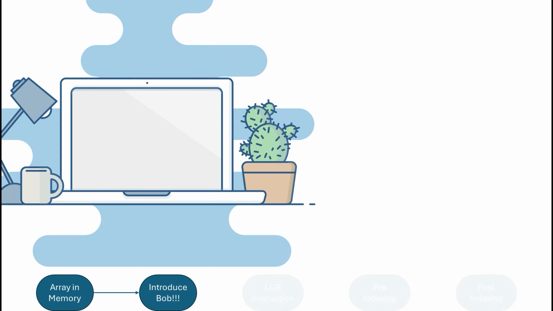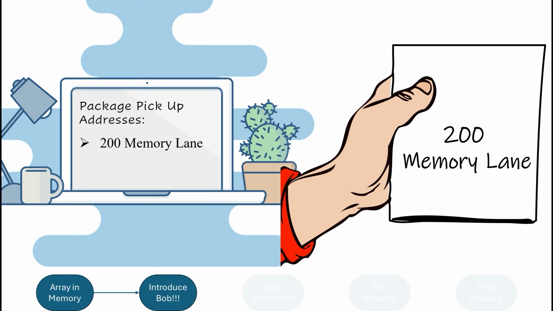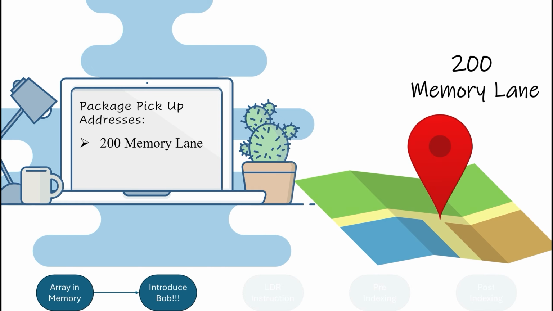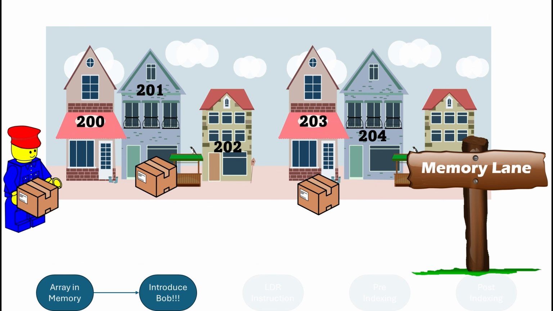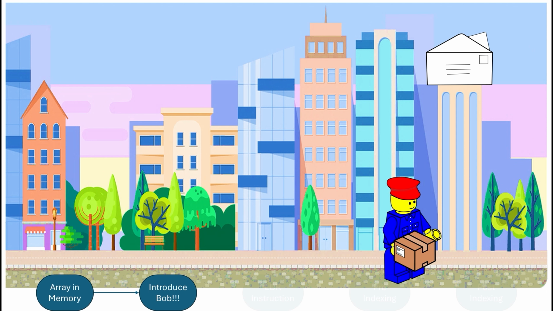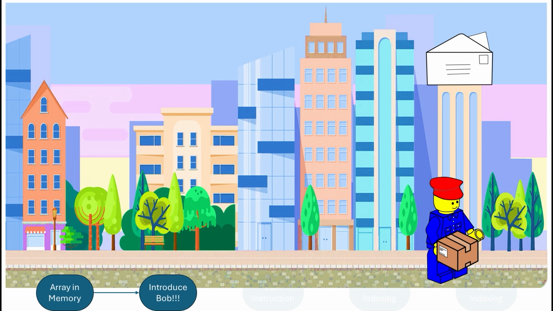Bob starts his day by turning on his computer. He notices a new notification. When he opens the notification, he sees a request to pick up a package from a specific location. Without wasting any time, Bob quickly writes down the address on a piece of paper and heads to that location. Once he reaches that location, he picks up the package. Once he picks up that package, he returns to the office for further processing. Sounds simple, right? Now let's look at how this relates to our LDR instruction.